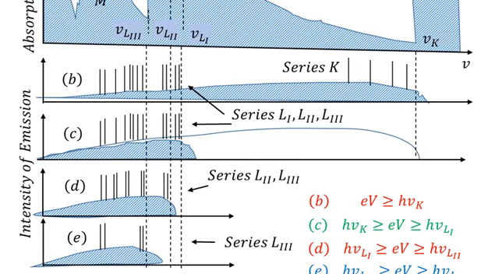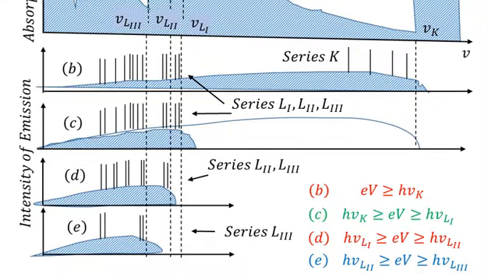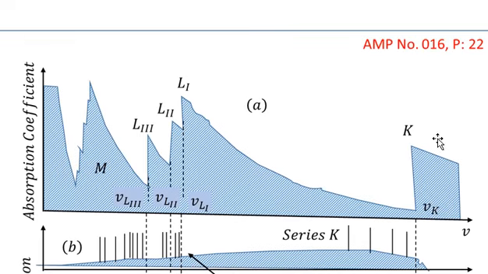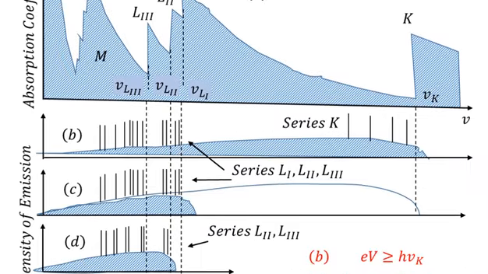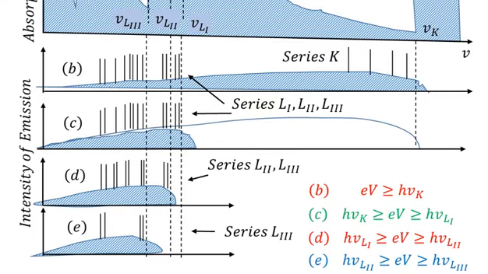And below that, I have shown the emission spectrum intensities of the emission spectra of the K series, of the L series, etc. M series are not shown over here, but I shall be explaining where the M series are located. So the absorption spectrum of the series is shown over here in part A, whereas in parts B, C, D and E, the emission spectra are shown with the different values of the energies, which I shall be explaining in a minute.